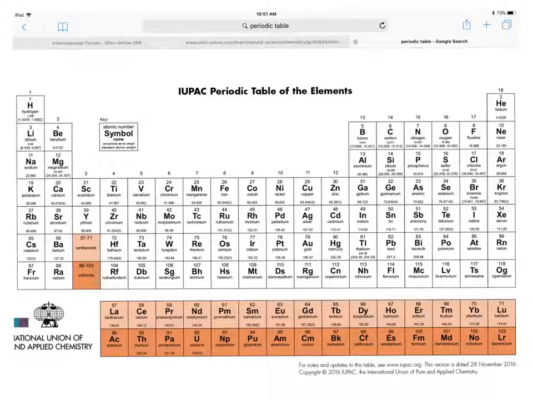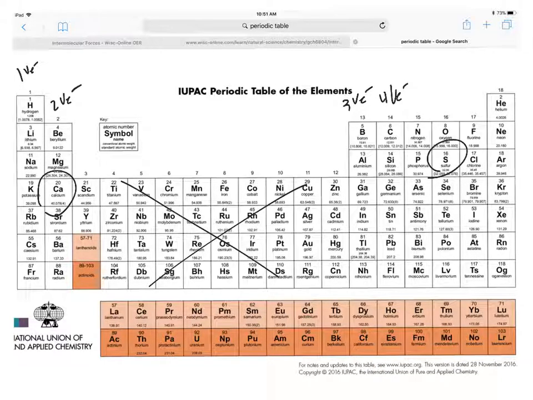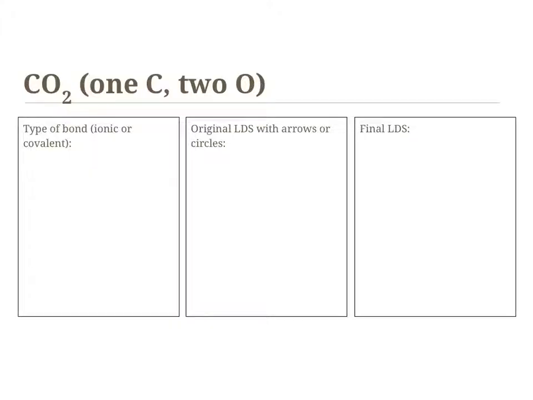Go to my periodic table, and I'm going to see that calcium is here and sulfur is here. Calcium is on the metal side, sulfur is on the nonmetal side. I know that this is 1 valence electron, 2 valence electrons. We're going to skip these. 3 valence electrons, 4, 5, 6, 7, and 8 valence electrons. So I know that sulfur has 6 and calcium has 2, so that will help me when I move on to the next one.